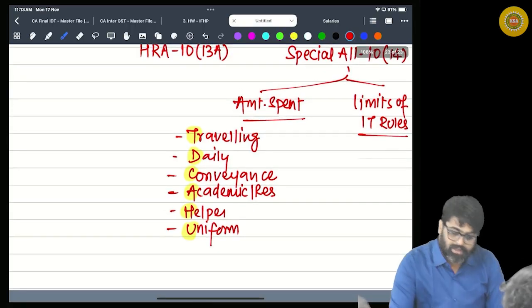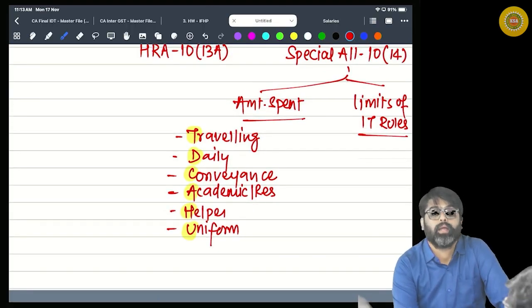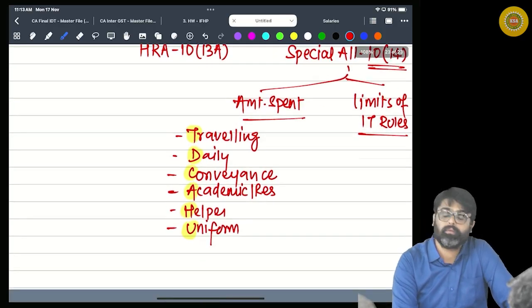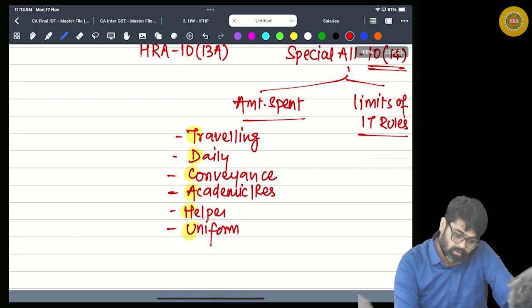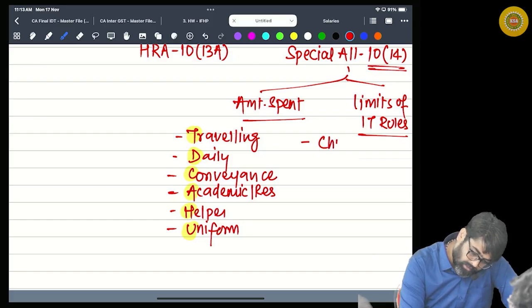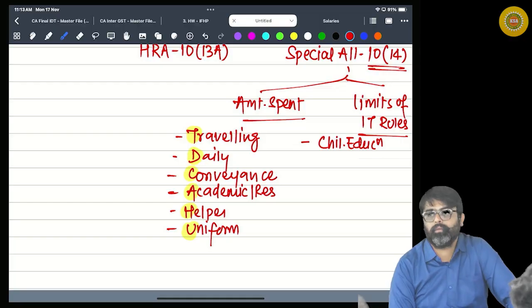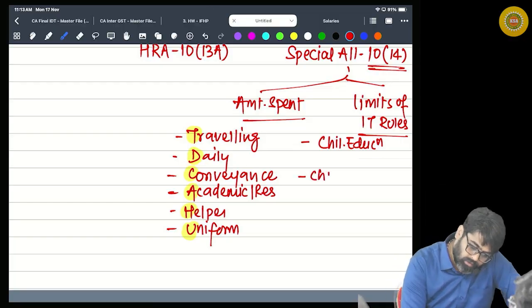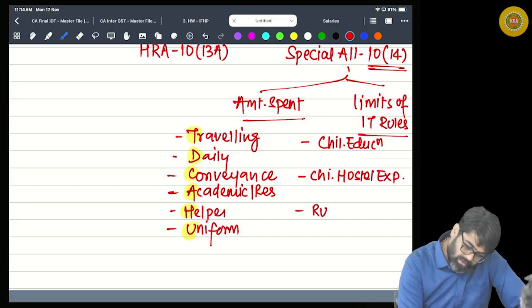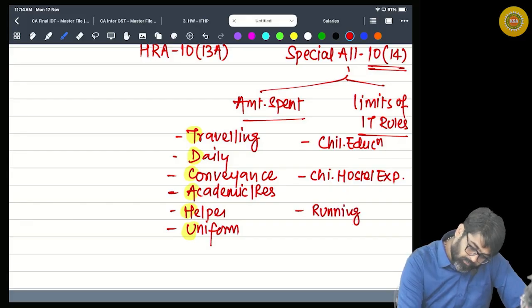There are certain special allowances which are exempt under section 10(14) only, but the exemption is given based on limits prescribed in the rules. So now the first allowance is children education allowance. Second one is children hostel expenditure allowance. Third one is running allowance, which may also be called outstation allowance.